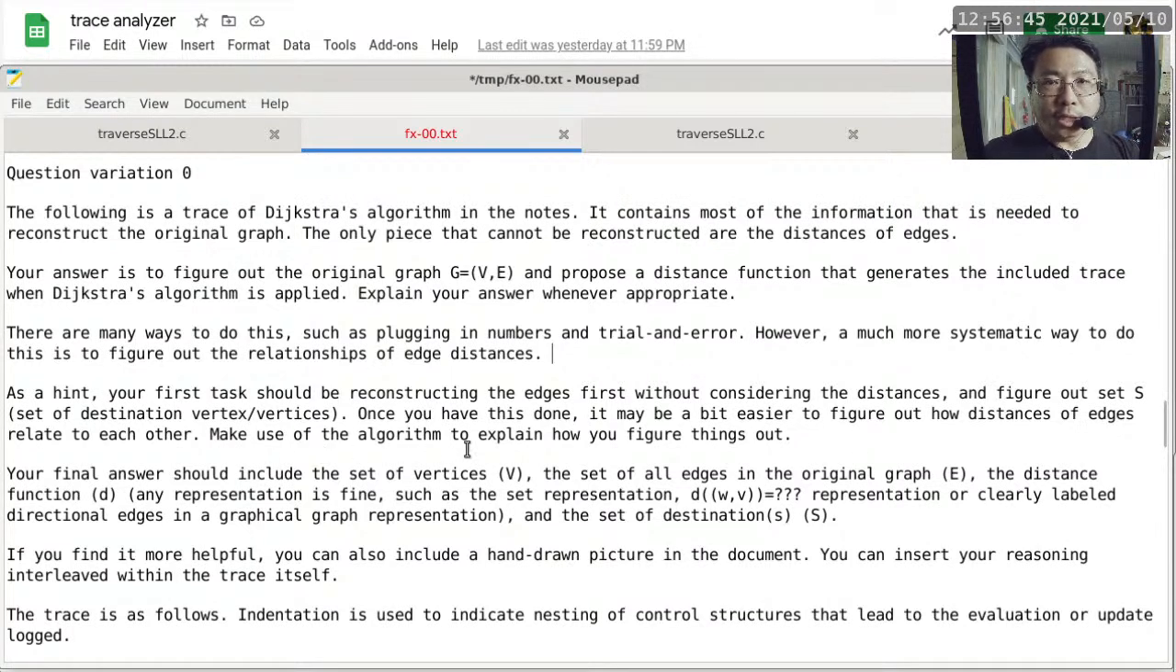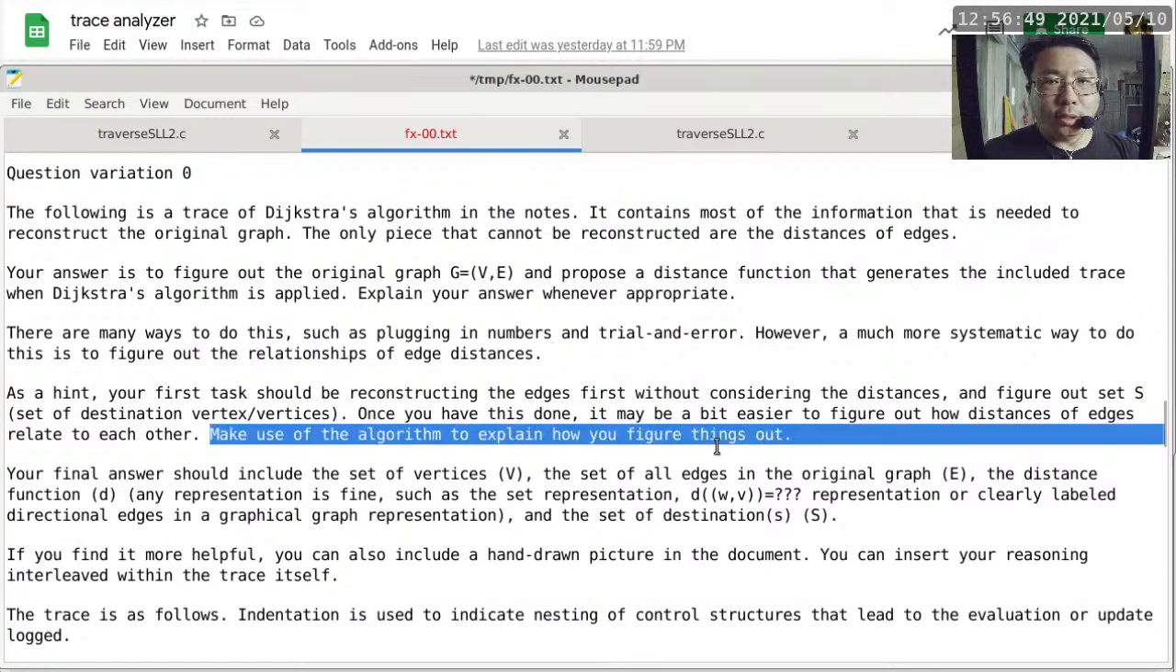Make use of the algorithm to explain how you figure things out. So this is the important part. When you figure out things, you have to tell me, oh, because of this condition of this conditional statement, because we end up here, we know that that relationship has to be true, and now we know this sum is less than that number, and so on. By the time we get there, it'll be clear what I mean by that.